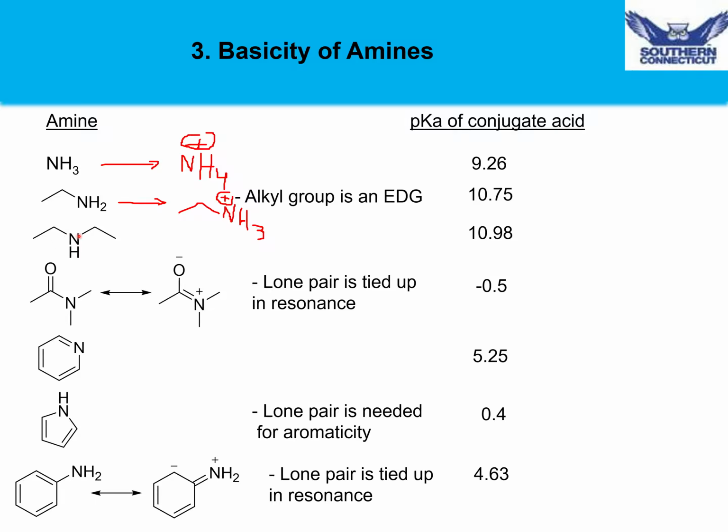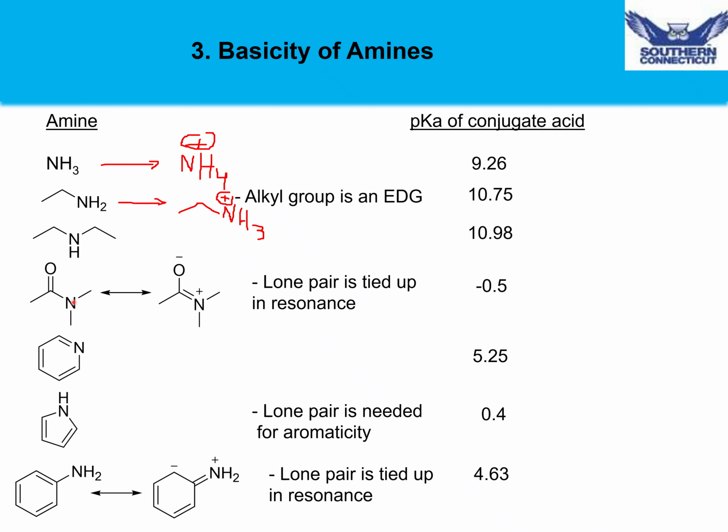The next example follows the same trend. So we have diethylamine, 2 ethyl groups, which are both electron donating. So the pKa value of the conjugate acid is slightly higher, which means the base is slightly stronger than ethylamine and also ammonia. The next example is a typical amide.